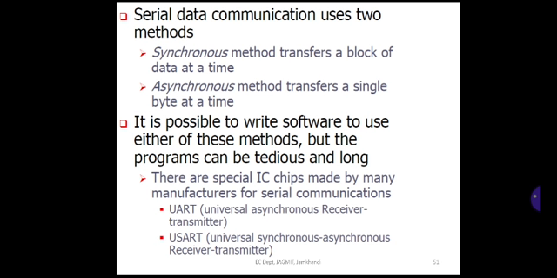Serial data communication uses two methods, asynchronous and synchronous. There are two methods of serial data communication. The synchronous method transfers a block of data at a time, while the asynchronous method transfers a single byte at a time. This is the difference between synchronous and asynchronous.